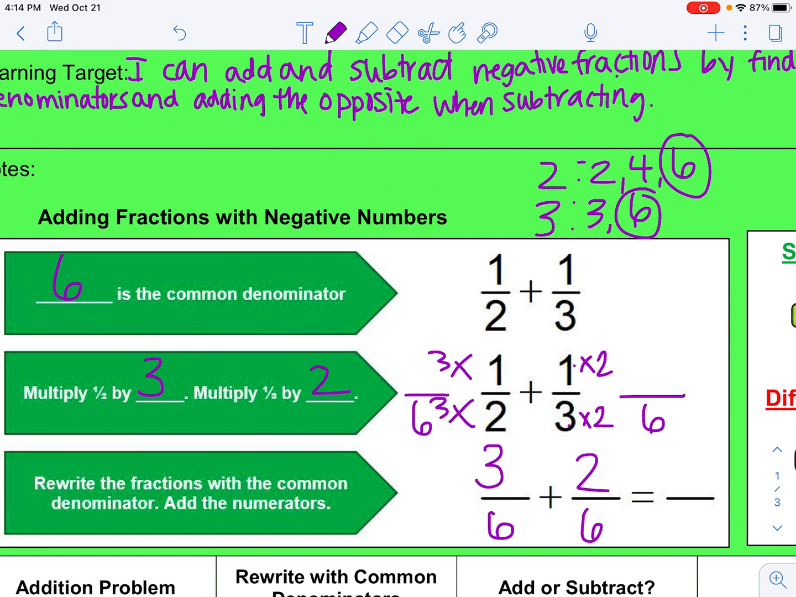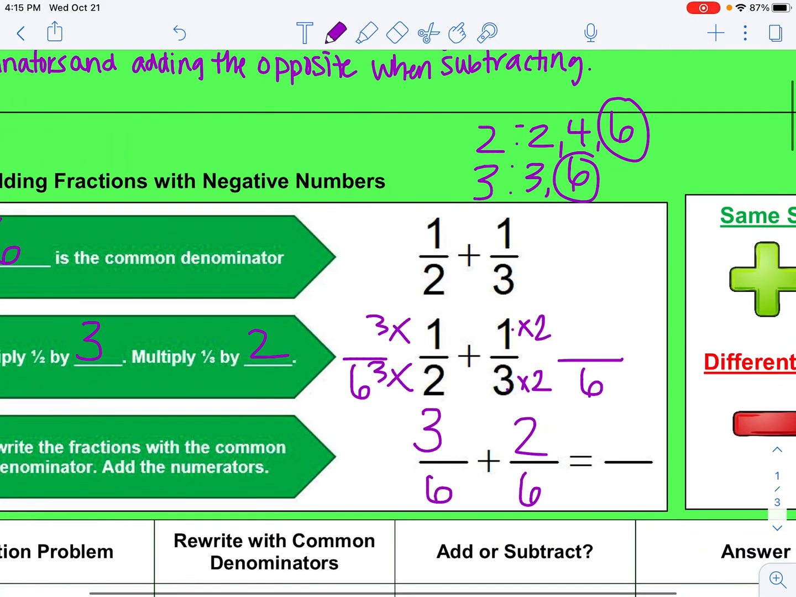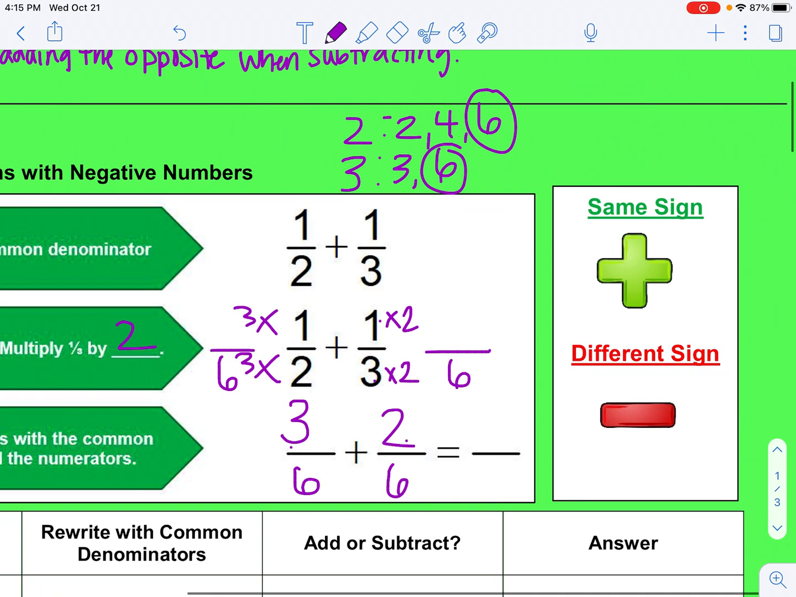So I have rewritten my fractions. Now I'm going to just add my numerators. 3 plus 2 is 5. My denominator stays the same.